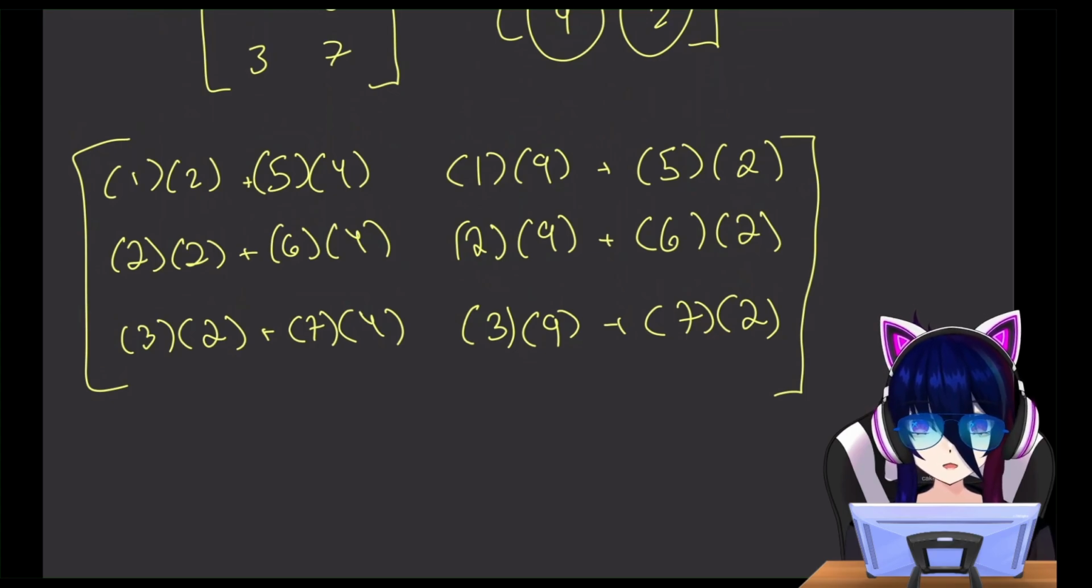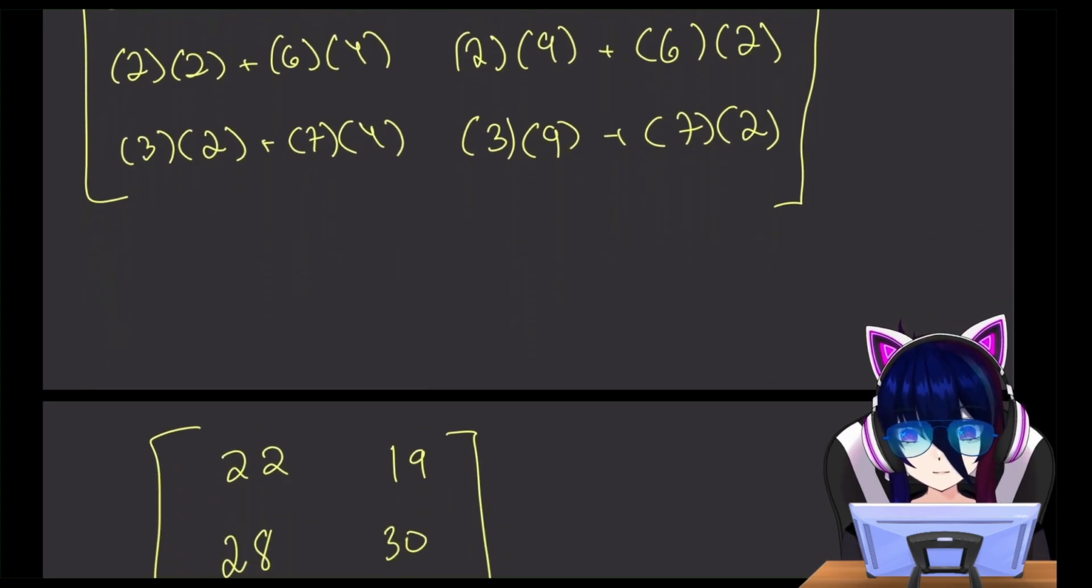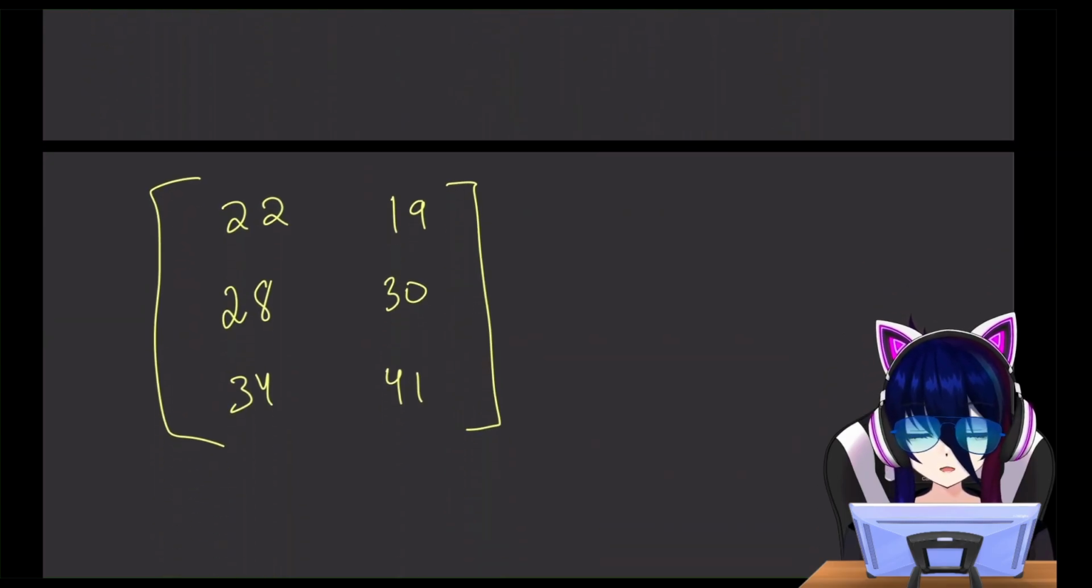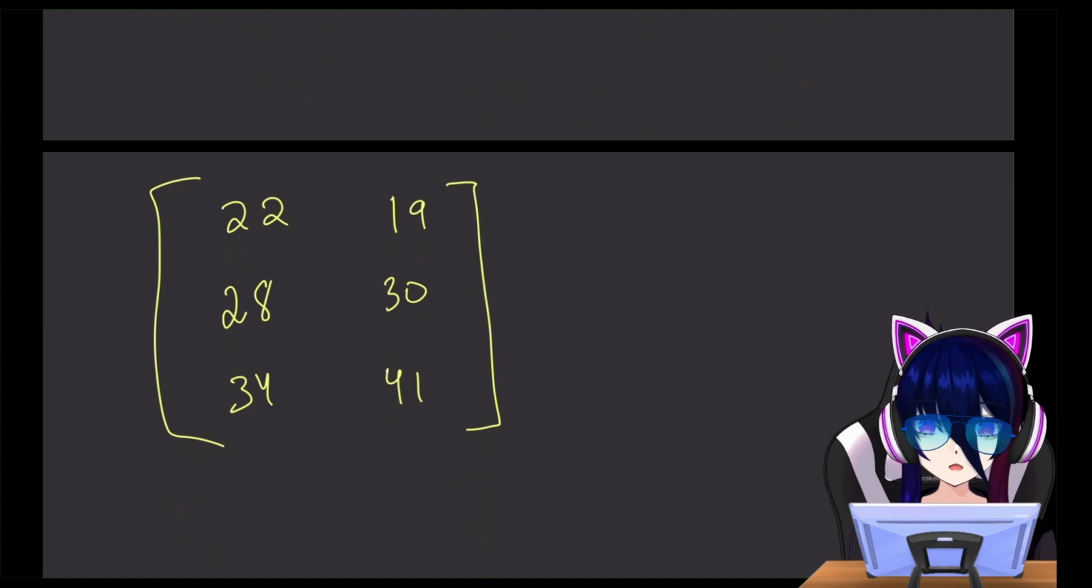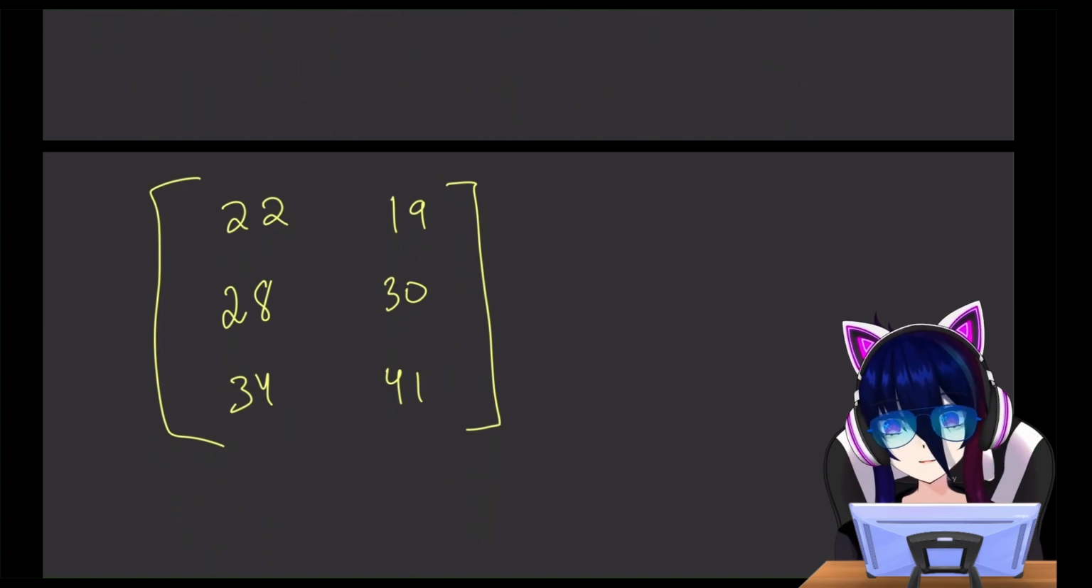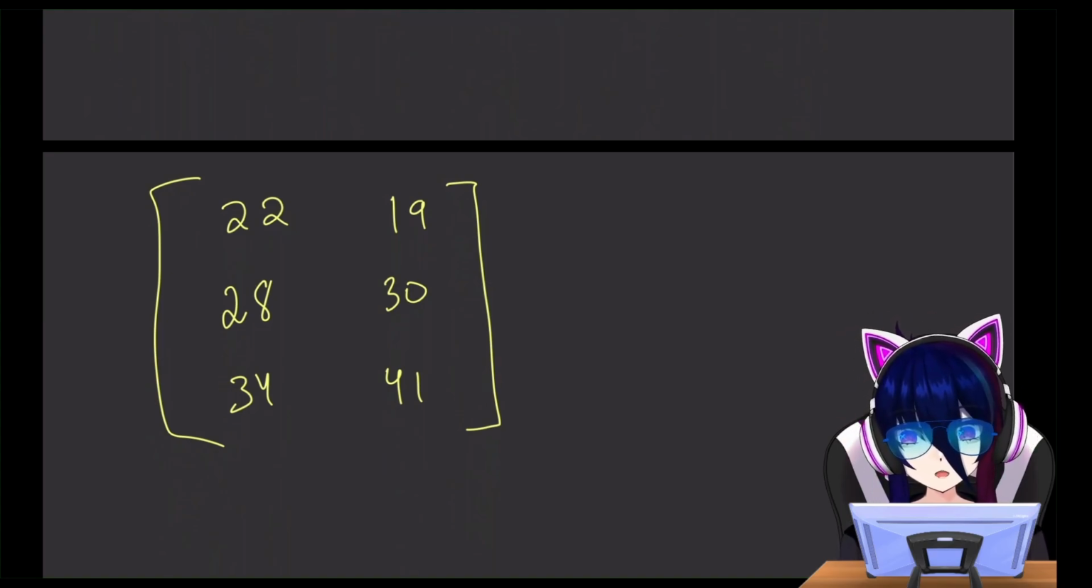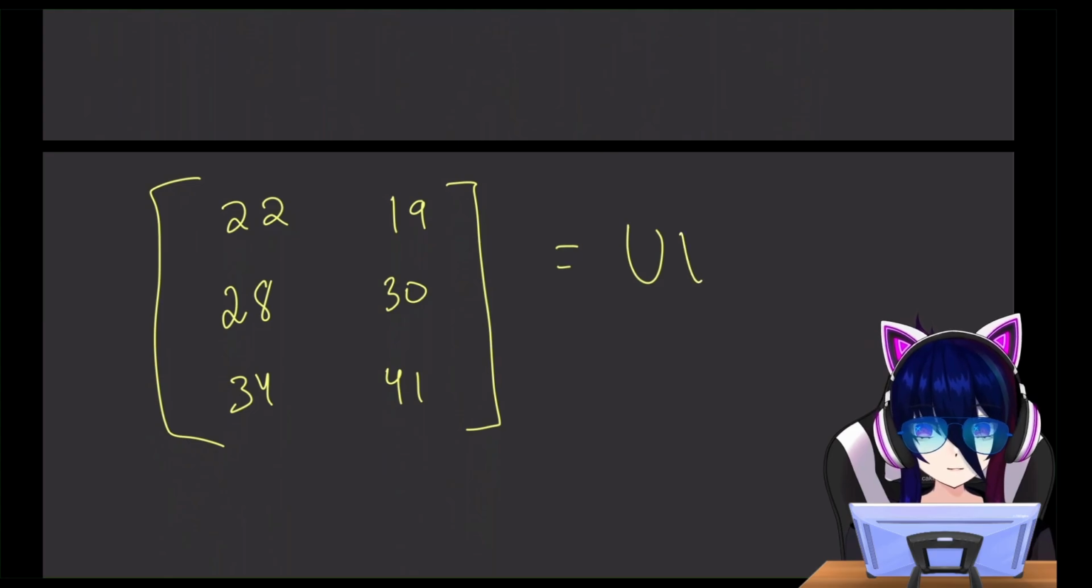So after doing our calculations, our matrix has come out to these summations, which if we go ahead and do them, gives us the matrix of 22, 19, 28, 30, 34, and 41. And that is our matrix UV.